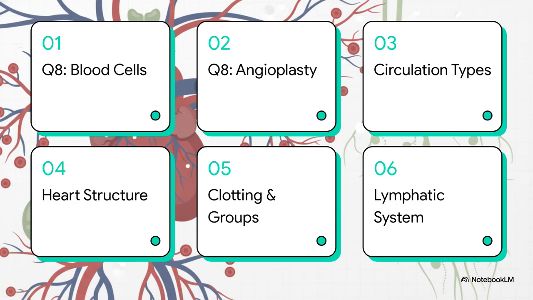We'll start by tackling an actual exam question on blood cells and balloon angioplasty. Then we'll zoom out to circulatory system types, heart structure, blood clotting and groups, and finally, wrap things up with the lymphatic system. Let's get right into it.